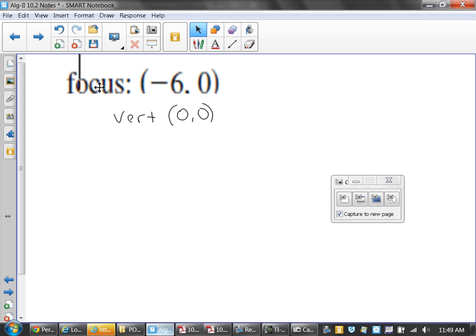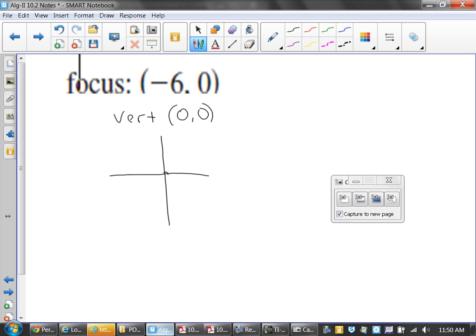Again, I have a focus at negative 6, 0. My vertex is at 0, 0. So I'm going to figure out which direction this is moving by putting in an XY grid real quick and plotting it, see what it looks like. My focus is at negative 6. If my focus is at negative 6, which direction is this curve going? Left. That's the best answer I've heard all day. It's got to go this way.